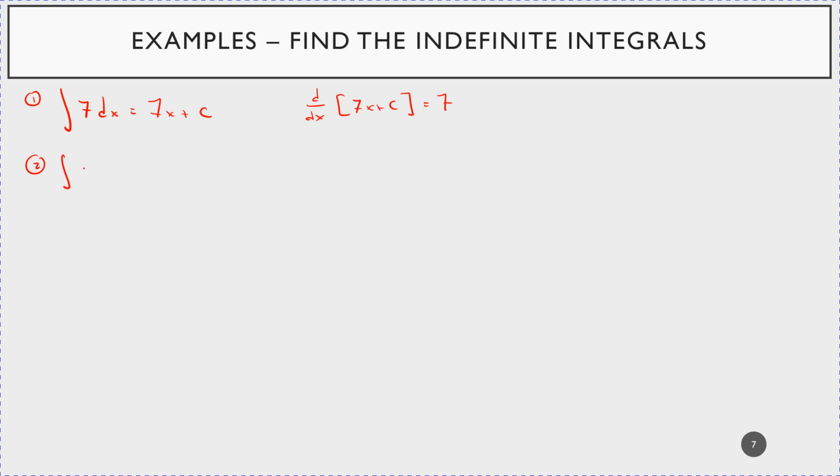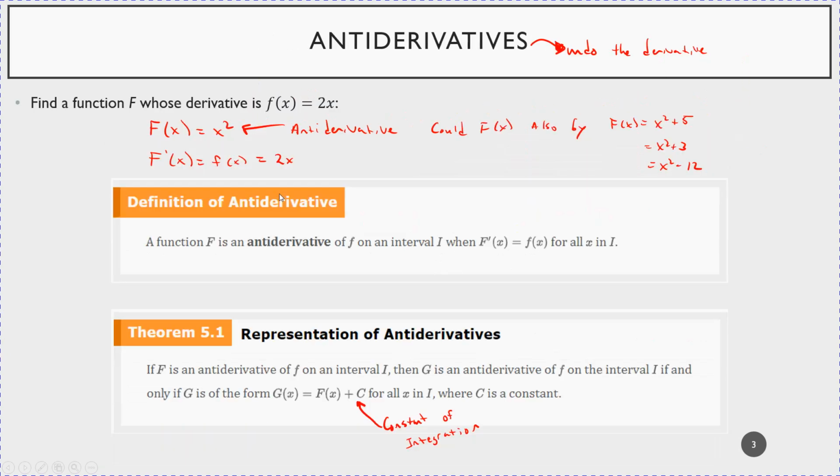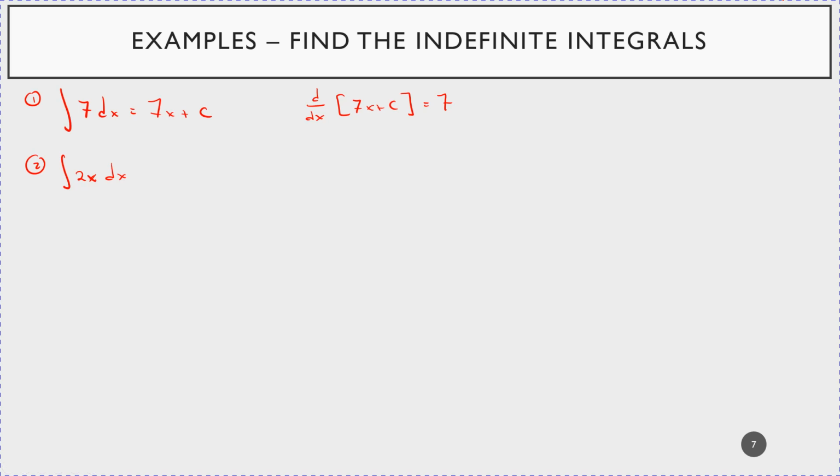All right, let's try this one. Let's find the integral of 2 times x dx. So look, this was literally the first example we did. We saw that the answer here is going to be x squared plus some constant. So look, I'm going to factor out the 2. I'm going to write this as x to the 1 power dx. So then here, I'm just going to use the power rule, which is the integral of x to the n dx is x to the n plus 1 divided by n plus 1.